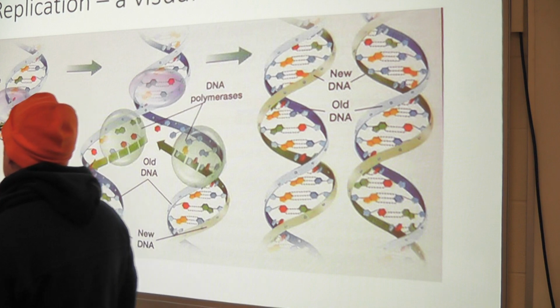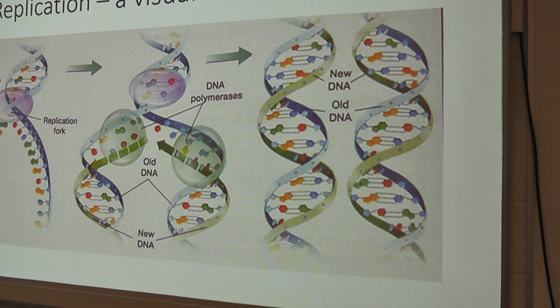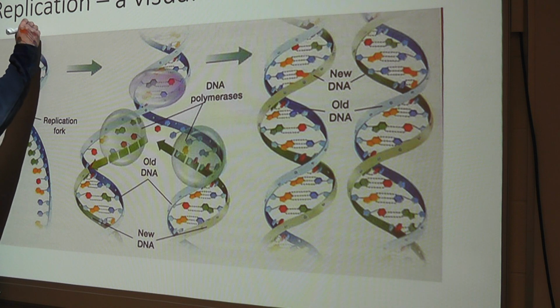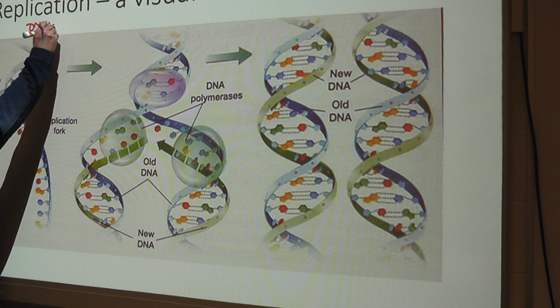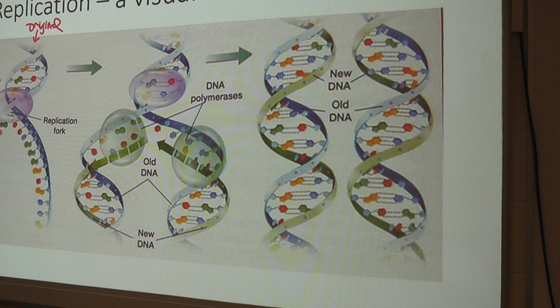If we look at this, so this is just a different diagram, and I think it's a little bit easier to see what's going on here, but it takes up more room, obviously. Here's our original double-stranded DNA. And this right here is the helicase enzyme.